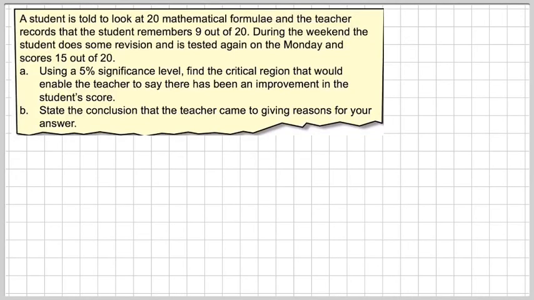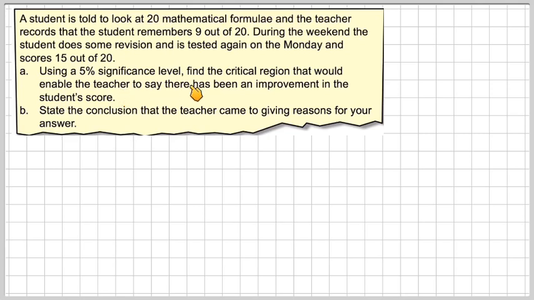Hi, in this video we are going to do the hypothesis test in a different way by finding the critical region. So it says a student is told to look at 20 mathematical formulae and the teacher records that the student remembers 9 out of 20. During the weekend, the student does some revision, tests again on Monday and scores 15 out of 20. A. Using a 5% significance level, find the critical region that would enable the teacher to say there's been an improvement in the student's score.